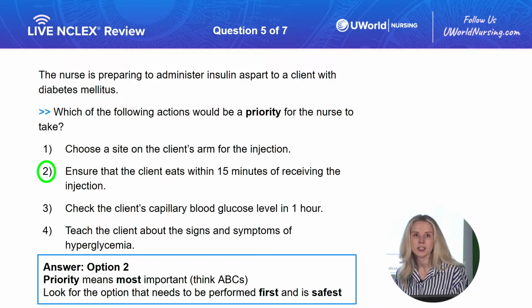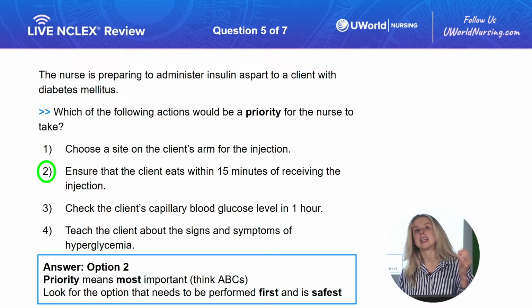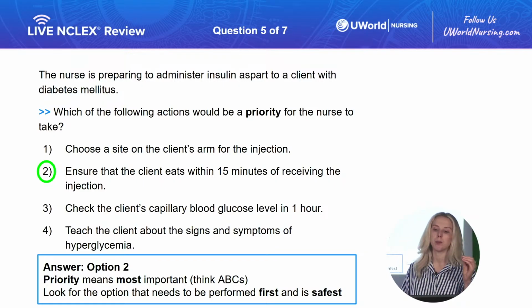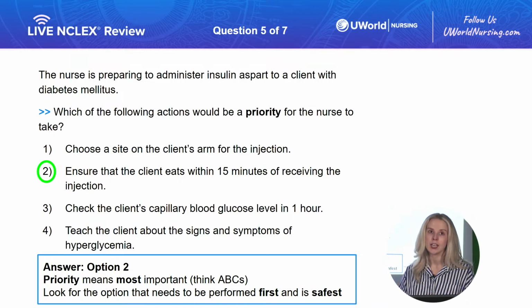And lastly, 4, teach the client about signs and symptoms of hyperglycemia. Teaching the client signs of hyperglycemia, of course, is important, but the client is eating within 15 minutes to prevent hypoglycemia. So really our most important thing here with a rapid-acting insulin, our priority is going to be teaching about hypoglycemia, or low blood sugar in this case.